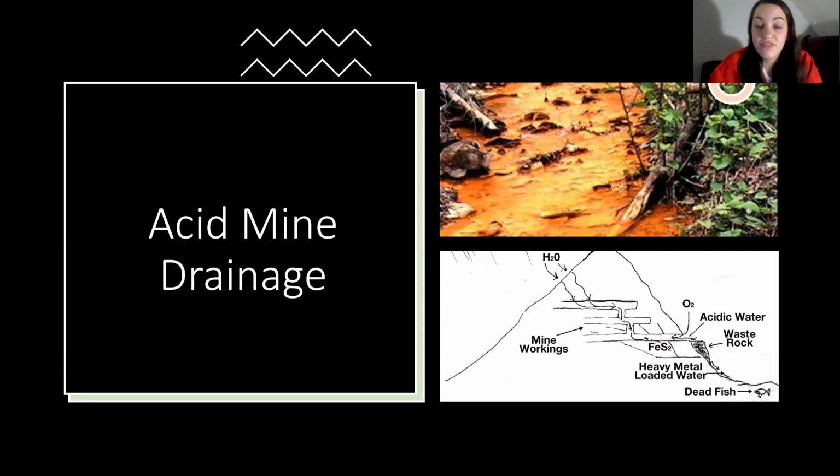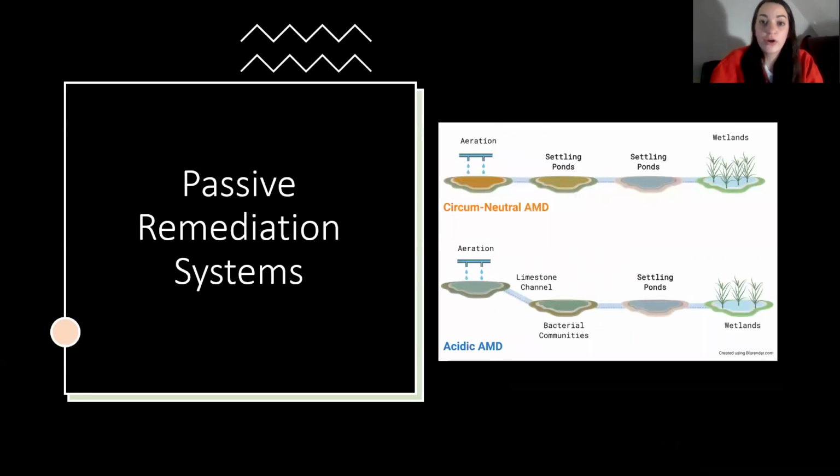This cannot be fixed. It can only be rectified. We have systems that are going to help clean the water because we can't just undo the damage that's already occurred. We must actively try to just keep up with the contamination in our ecosystems. So there are two types of remediation systems. There are active systems and passive systems. Active systems require a lot of maintenance. They're more expensive, and it's basically putting chemicals into the system to clean the water.